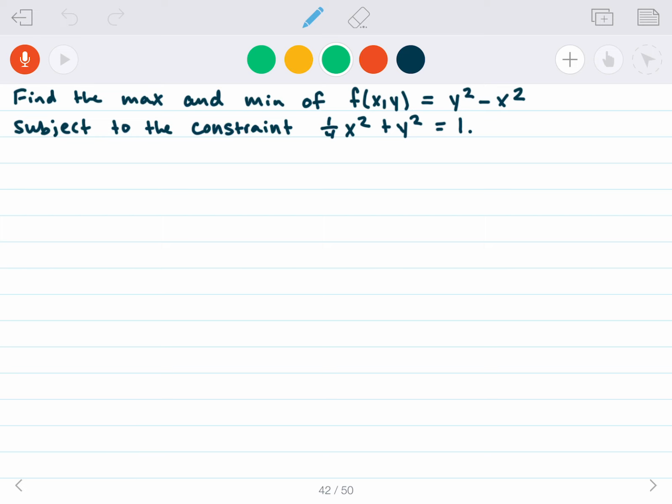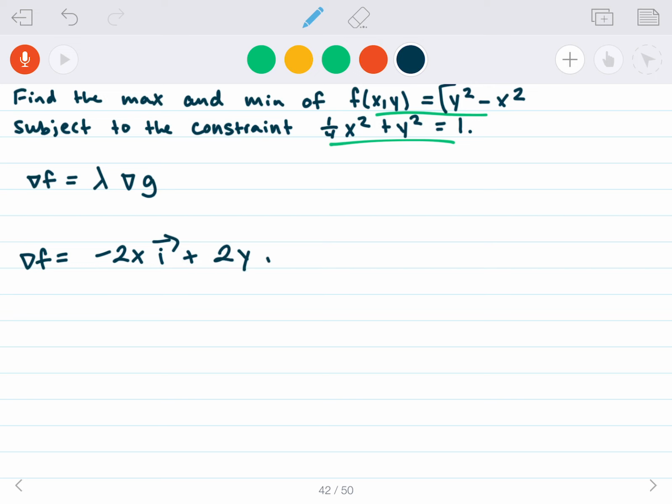Okay, so find the max and min subject to the constraint. So we always start off with our gradient equation. We have the gradient of f is equal to lambda times the gradient of g. So let's go ahead and find the gradient of f. The partial derivative with respect to x is negative 2x, that's going to be i, plus, with respect to y, 2y, j. So that's the gradient of f. Then the gradient of g times lambda.